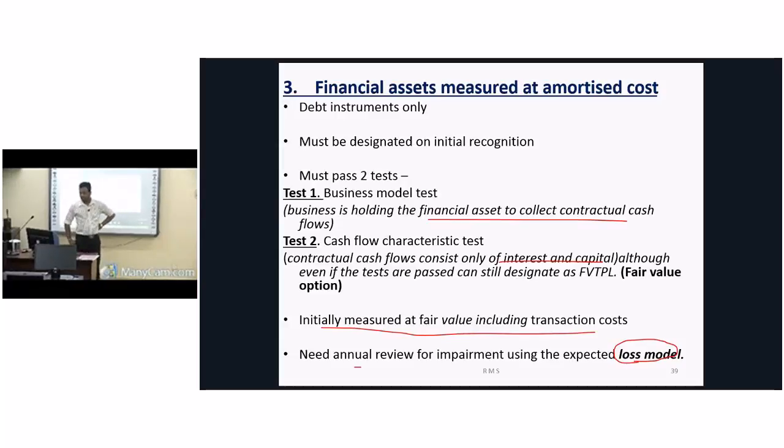In amortized cost, what you have to remember, initially we have to measure at fair value including transactional cost, but we don't remeasure at the end of each year. We test it for impairment using the expected loss model. So I think last week we discussed a little about this, no? Expected loss model. We did.